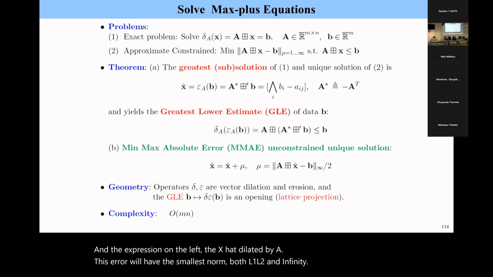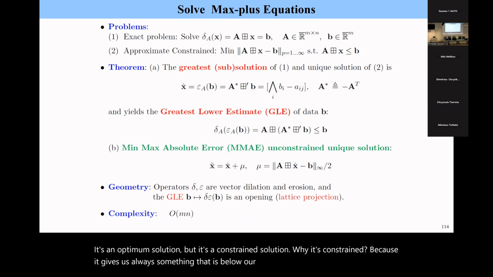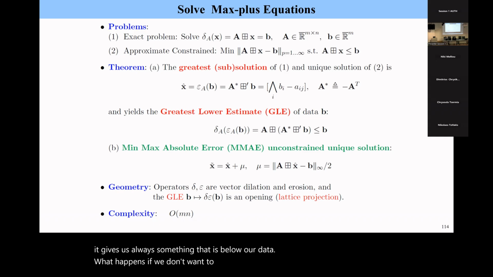However, it's an optimum solution, but it's a constrained solution. Why is it constrained? Because it gives us always something that is below our data. What happens if we don't want to have this constraint and we search for an unconstrained optimum solution? The answer is yes, we can find one, and I have colored that with green.